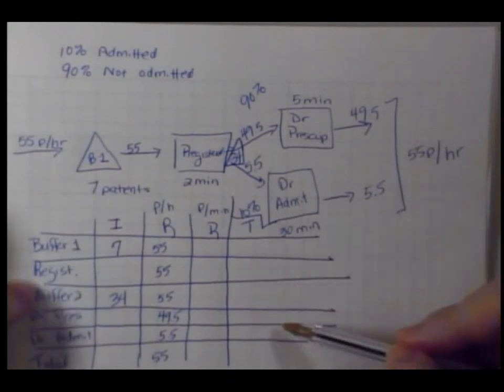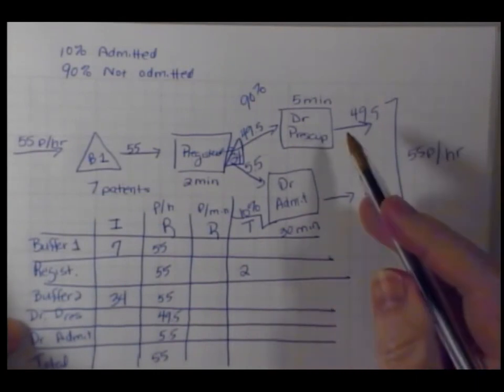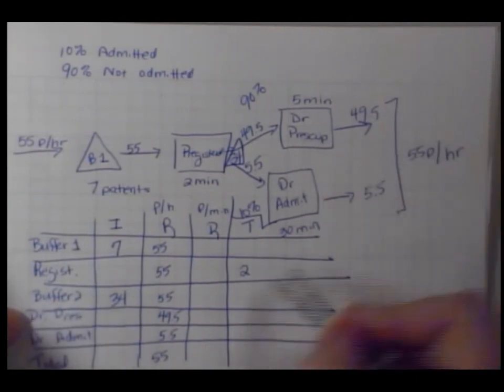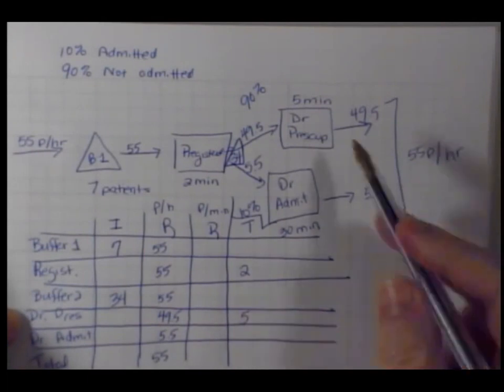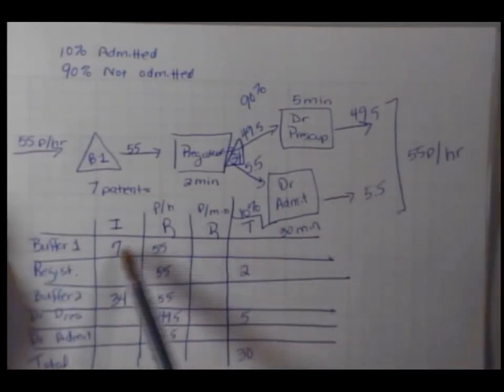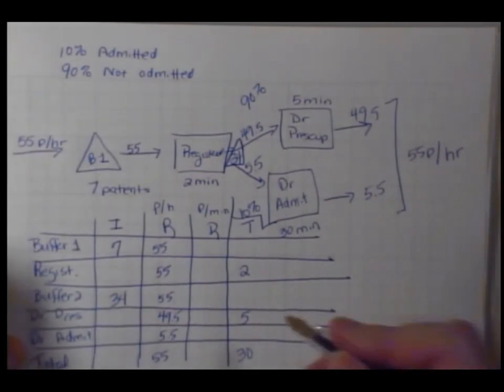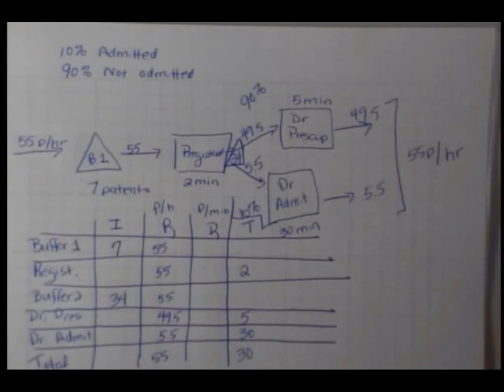For flow time, at registration, I know that it takes 2 minutes. At doctor prescription, I know that it takes 5 minutes. Right? And at doctor admit, I know that it takes 30 minutes. Okay? And if we look, I've got 2 pieces of information for buffer 1, 2 pieces for registration, 2 for buffer 2, 2 for prescription, 2 for admit. So I can flip down through that and I can see I've got 2 pieces of information for every item in my table. Now I just use Little's Law and finish out the calculations, okay?